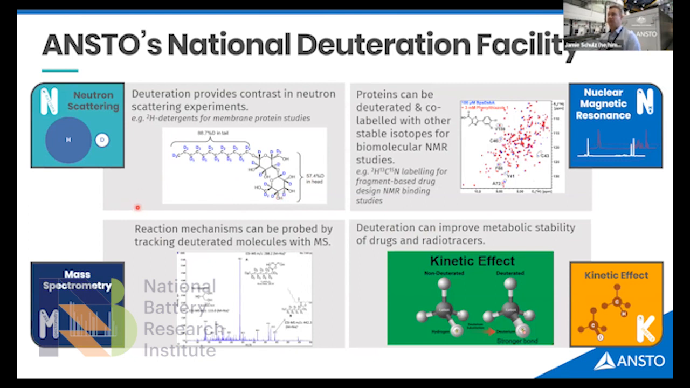However, the National Deuteration Facility now does a lot more work beyond neutron scattering. More recently, they do a lot of work on proteins, trying to work out the structure of proteins, so they can deuterate the proteins. Similarly, mass spectrometry, to try and understand what the reaction mechanisms within molecules are. And the most recent one is looking at the kinetic effect. The bond between carbon and hydrogen is much weaker than the bond strength between carbon and deuterium. That enables it to be used within systems, for example within the body, with drugs, where the body would target these bonds and break them down.